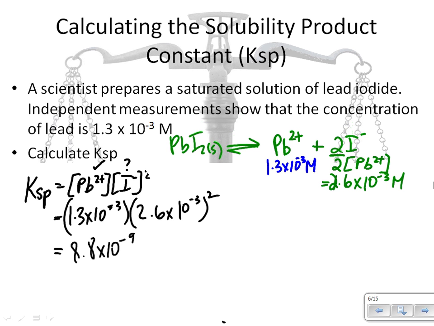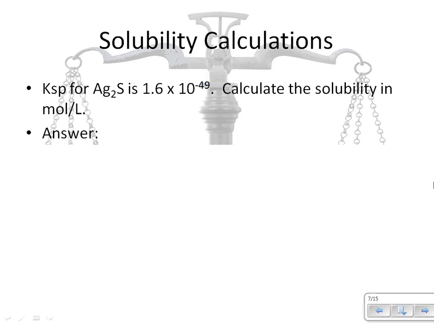All right, let's do another example now. So now we're going to do the reverse. I'm going to give you the KSP, and I want you to calculate the solubility, or the concentration. So this is the solubility calculation, because I'm giving you the KSP. KSP for Ag2S, silver sulfide, is 1.6 times 10 to the negative 49. Very, very low. Calculate the solubility in moles per liter.